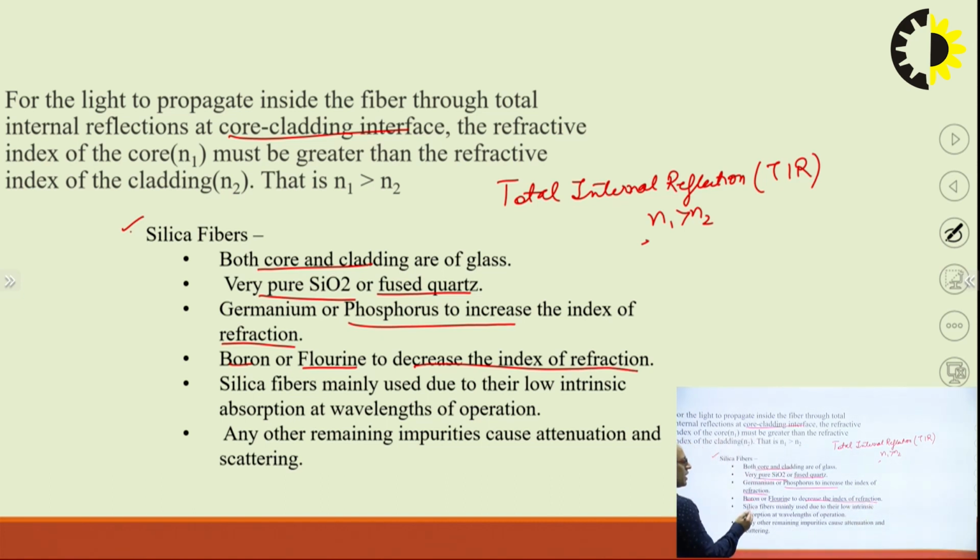Silica fibers are mainly used due to their low intrinsic absorption at the wavelength of operation. I will discuss intrinsic absorption and extrinsic absorption in the next lectures. The other remaining impurities cause attenuation and scattering, which we will discuss in the coming lectures.